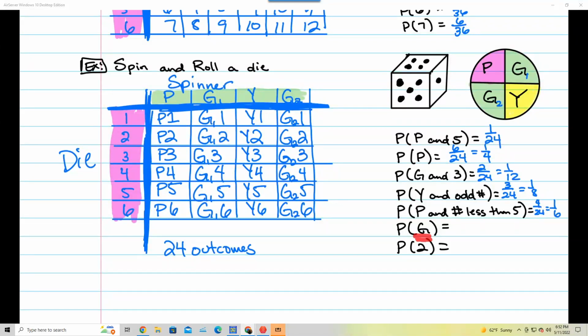The probability that it's green, oh man, there's a ton of green ones. Look at all these green ones here, and look at all these green ones here. If I add those up, that's 12 total. 12 out of 24, which ends up being half of them are green. And then the last one, probability that I get a 2. It has to have a 2. So I know the pink and a 2, green 1 and a 2, yellow and a 2, green 2 and a 2. That would be 4 out of 24, which simplifies to 1 out of 6.